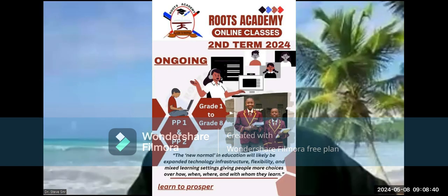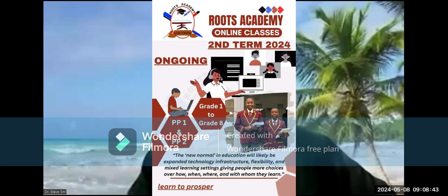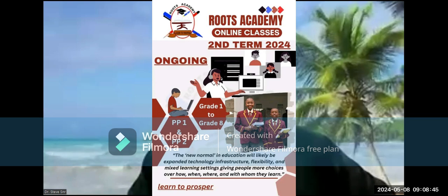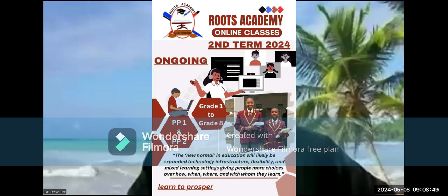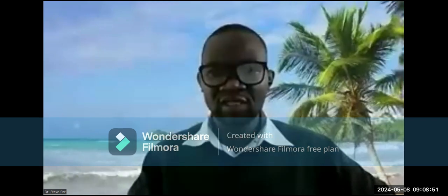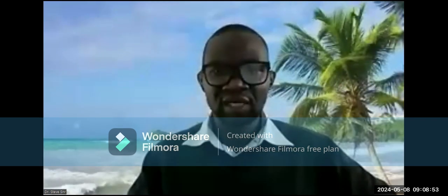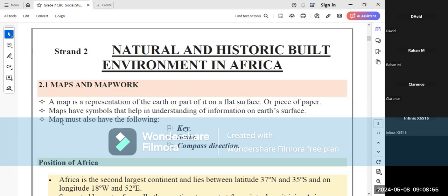Point that is defining what a map is. Then we shall look at the position of a map and the features, or what we call characteristics of a map. So very fast, let's write that a map is a representation of the earth or part of it on a flat surface.